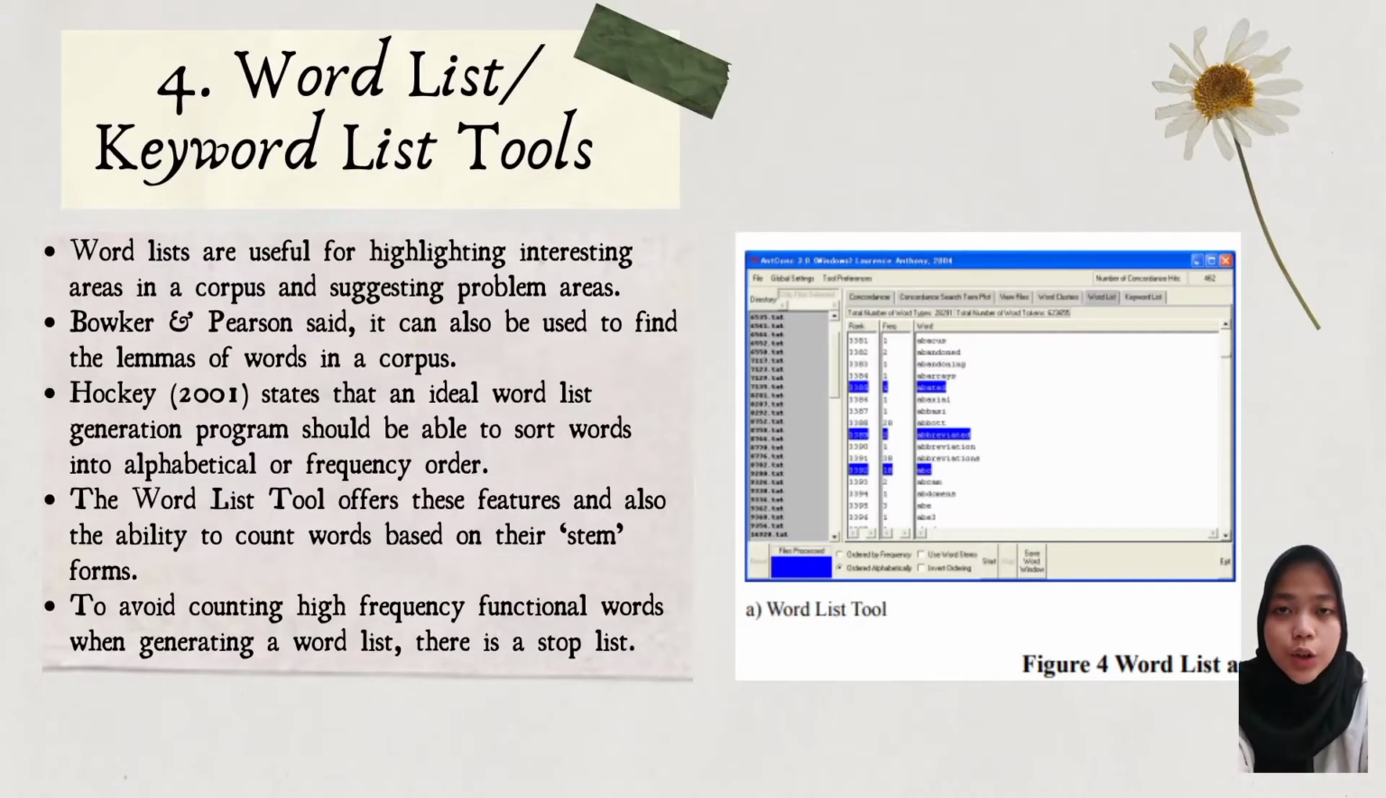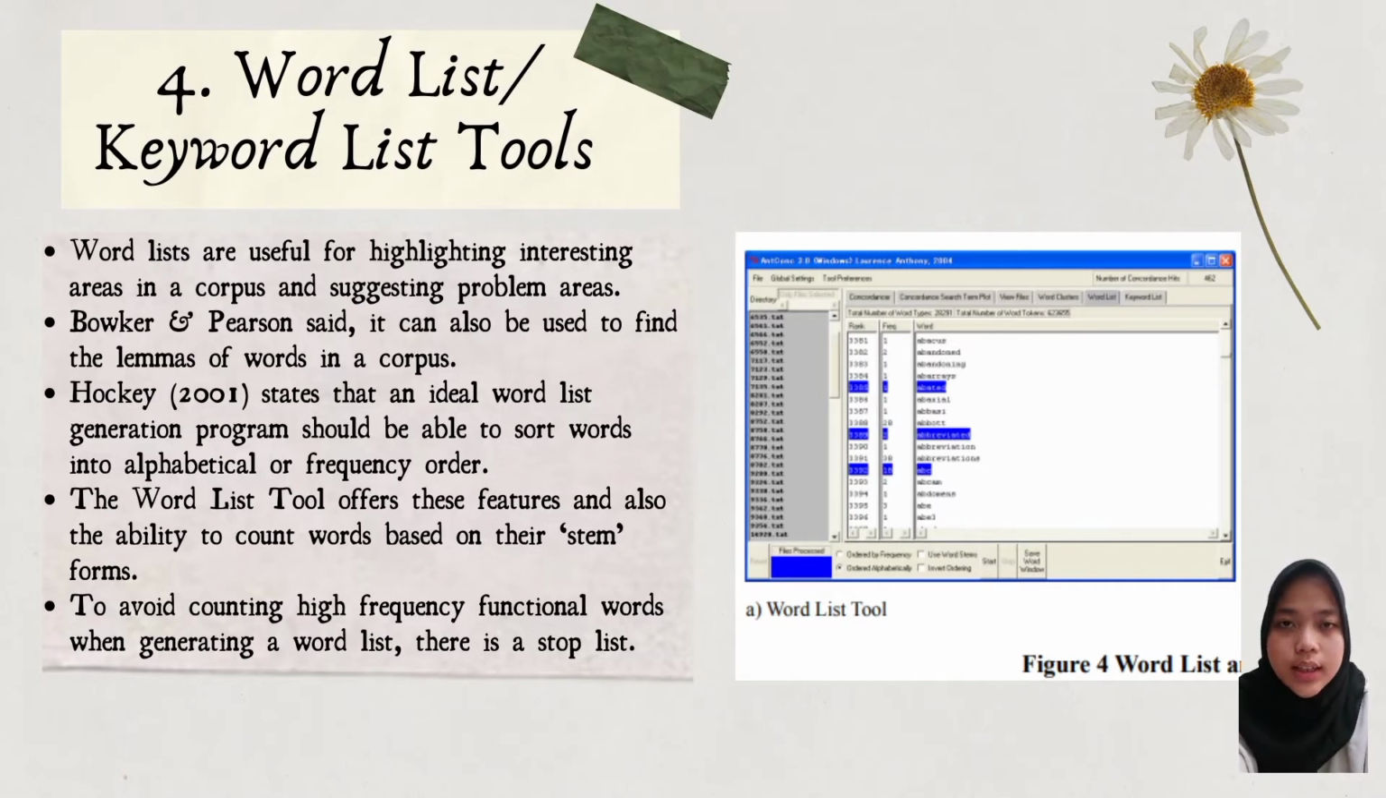Next, word list or keyword list tools. Word lists are useful for highlighting interesting areas in a corpus and suggesting problem areas. Bowker and Pearson said it can also be used to find the lemmas of words in a corpus. The word list tool is shown in figure 4a.